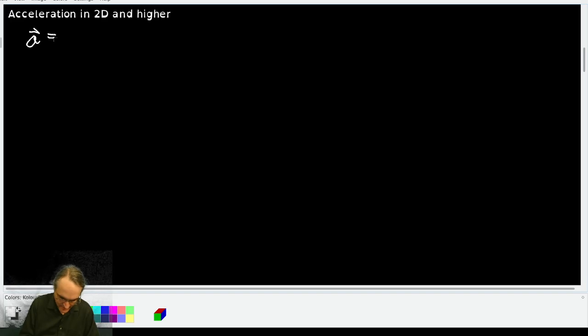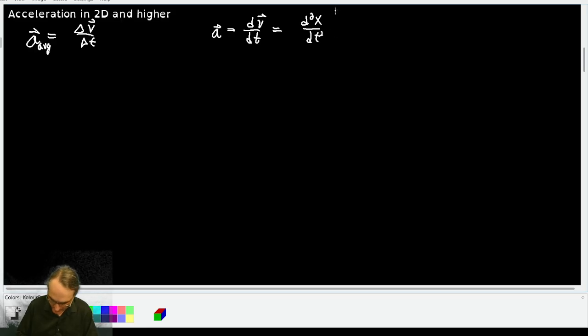The acceleration vector, average, would just be the change in the velocity vector over the elapsed time, and instantaneously, it would be the derivative of the velocity vector with respect to time, which means it would look like the second derivative of x with respect to time in the i hat direction, plus the second derivative of y with respect to time in the j hat direction. And if we're in higher order dimensions, like 3 full dimensions, we'd have a plus the second derivative of z with respect to time in the k hat direction.